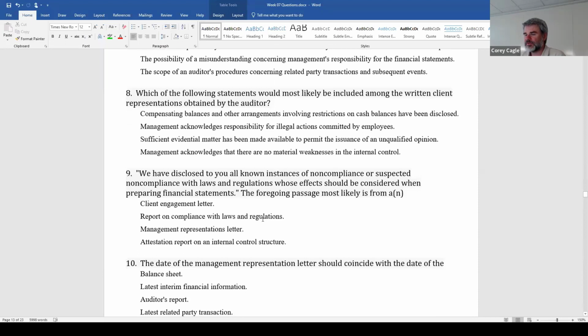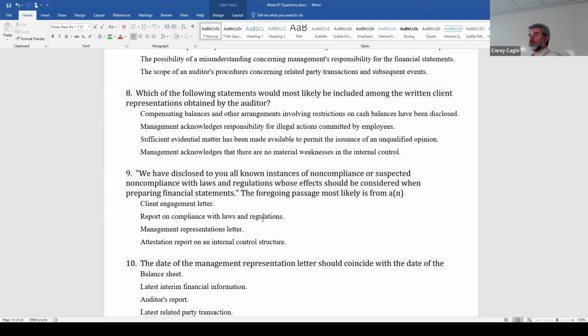Number 8, just to put an example out there: we can't memorize everything that's on a rep letter, but we can reason through it in that, this seems like something that would be on there. And these other 3 are not the types of things that would ever be signed off on anyway. So 8 says, which of the following statements would most likely be included among the written client representations obtained by the auditor? A says compensating balances and other arrangements involving restrictions on cash balances have been disclosed.